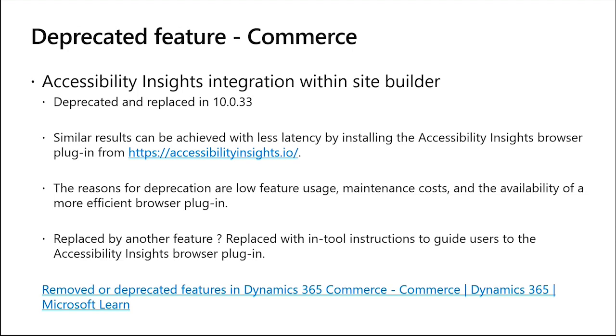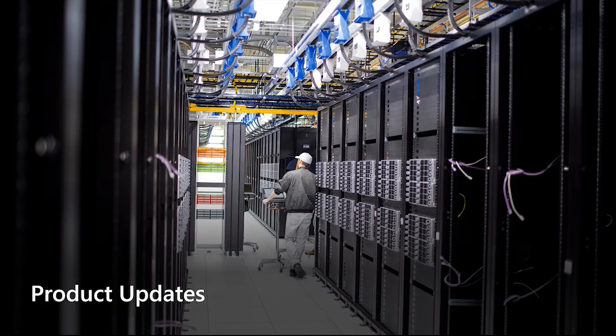So similar results can be achieved with less latency by installing the Accessibility Insights browser plugin. And the link is provided there. And what we'll be doing is replacing the feature with in-tool instructions to go to the Accessibility Insights browser plugin. Okay, so that is our last deprecation for finance and operations that we need to make note of. And we'll move back to Ryan for some product updates.